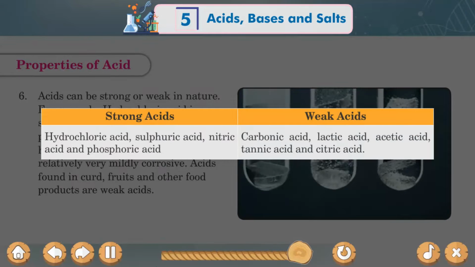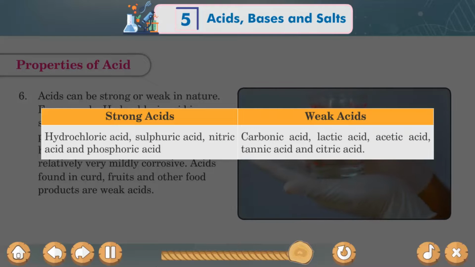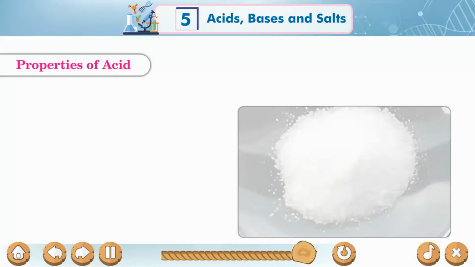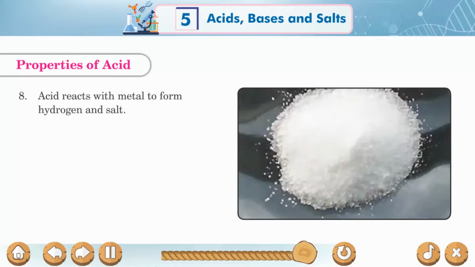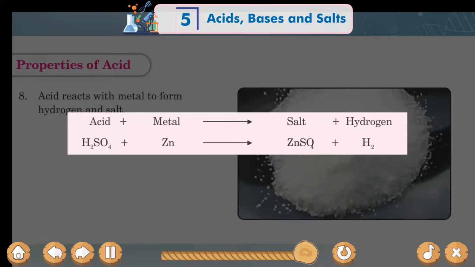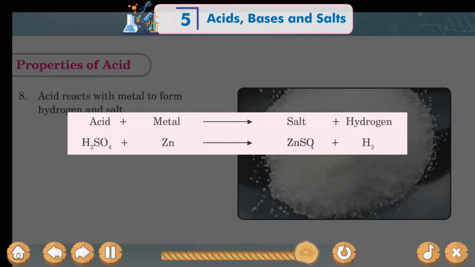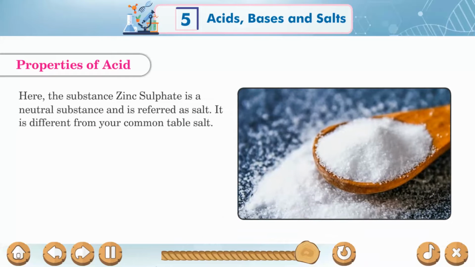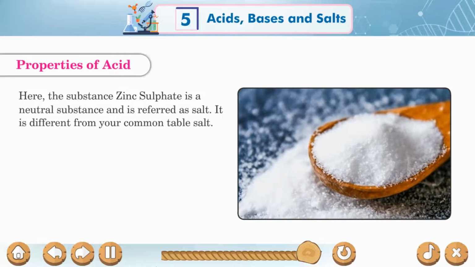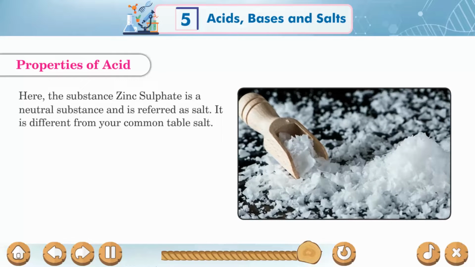Strong acids: hydrochloric acid, sulfuric acid, nitric acid and phosphoric acid. Weak acids: carbonic acid, lactic acid, acetic acid, tannic acid and citric acid. 8. Acid reacts with metal to form hydrogen and salt. Acid plus metal leads to salt plus hydrogen. Here, the substance zinc sulfate is a neutral substance and is referred to as salt. It is different from your common table salt.